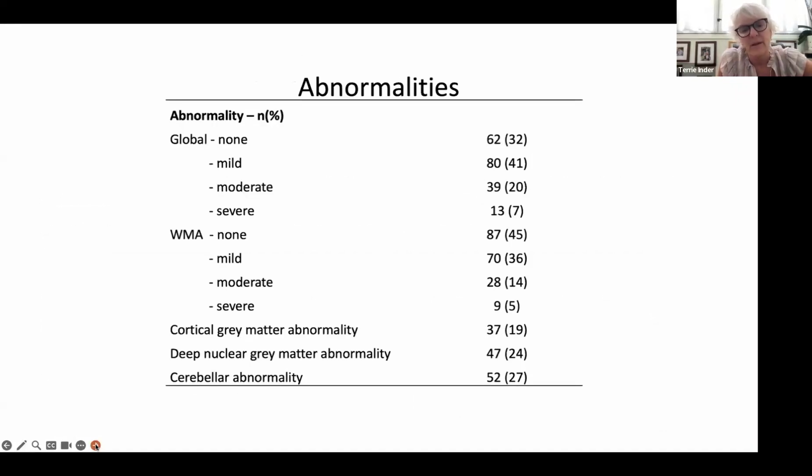When you put all those things together, you can see that it's not uncommon for our babies to have some type of abnormality. About 40% will have mild global abnormality, 20% moderate, and 7% severe. And a lot of this is contributed to by the commonest area of injury, which is the white matter. But it's not uncommon also for the children to have impairment in these other structures.